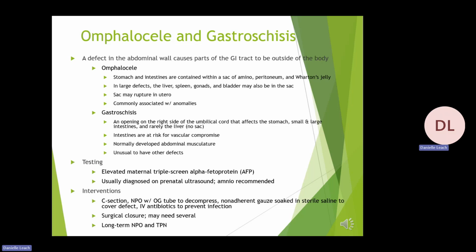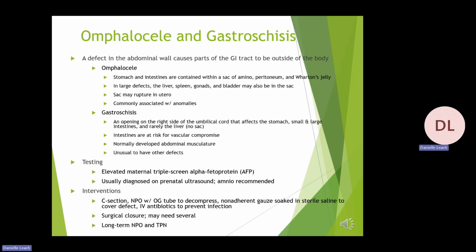Testing for this, when the baby's still in utero, sometimes they'll have an elevated maternal triple screen, alpha-fetoprotein, or the AFP. It's usually diagnosed on prenatal ultrasound because it's very easy to see on ultrasound. Sometimes they may recommend an amniocentesis as well.